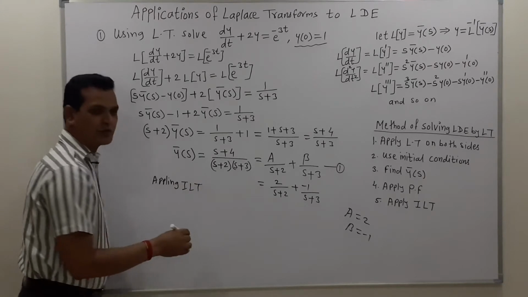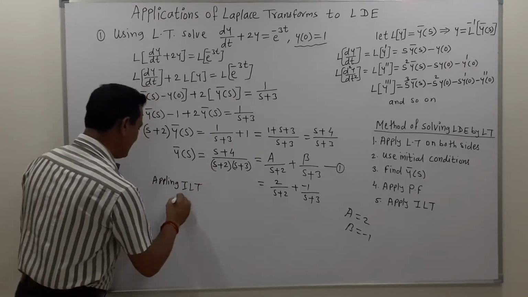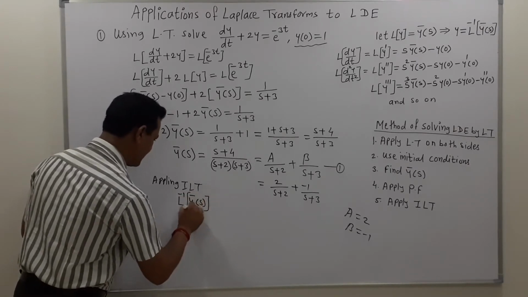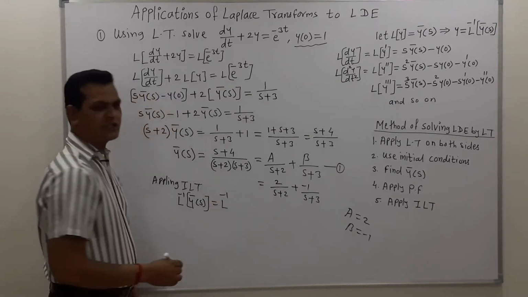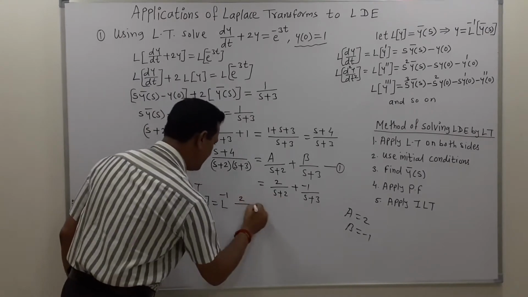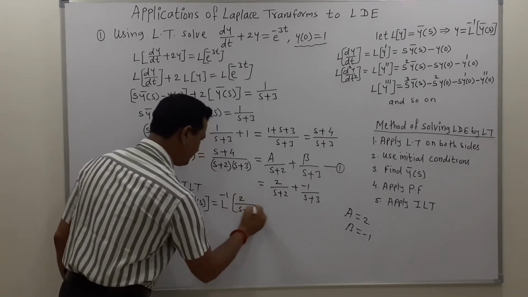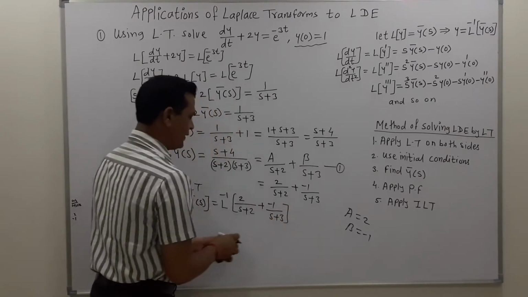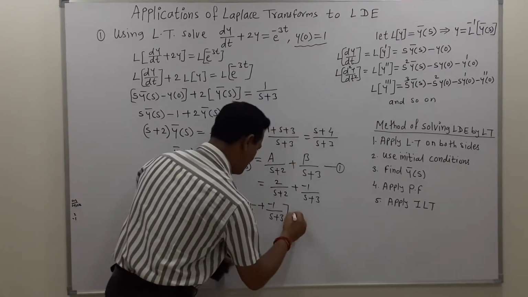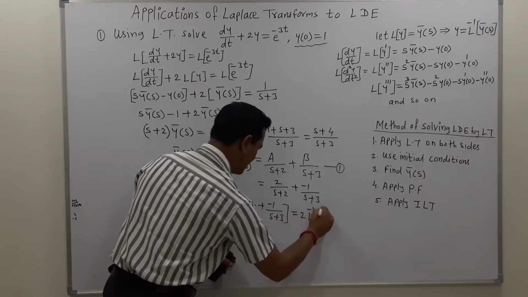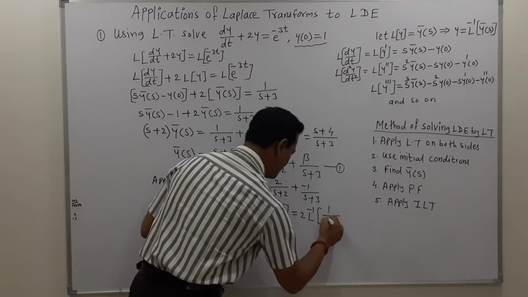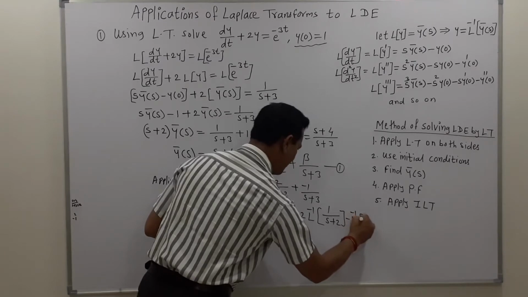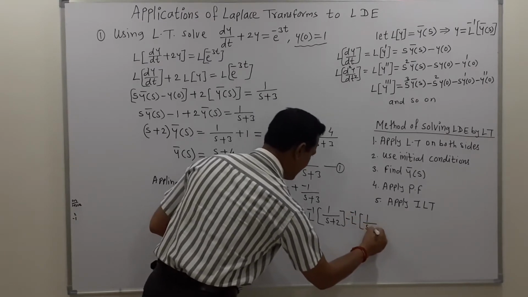applying inverse Laplace transformation again on both sides of this equation, then we get inverse Laplace transformation of y bar of s is equal to inverse Laplace transformation of 2 upon s plus 2 plus minus 1 upon s plus 3. So we can easily write this step as 2 times inverse Laplace transformation of 1 upon s plus 2, then minus inverse Laplace transformation of 1 upon s plus 3.